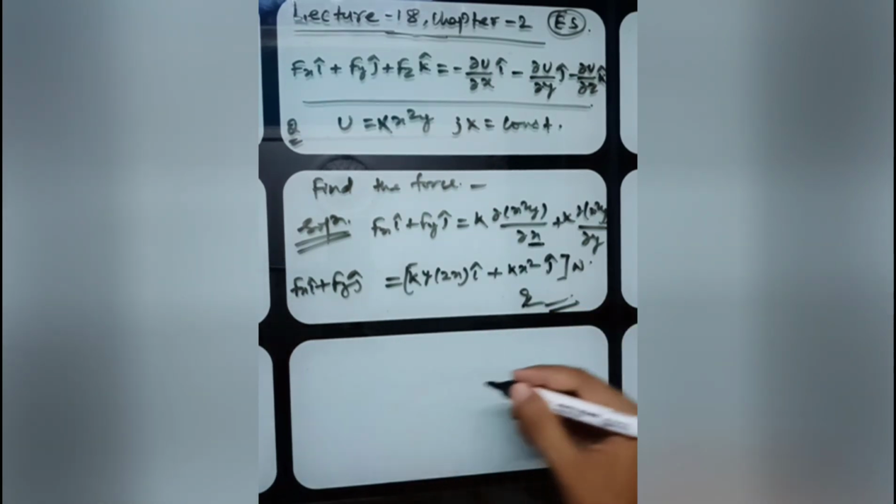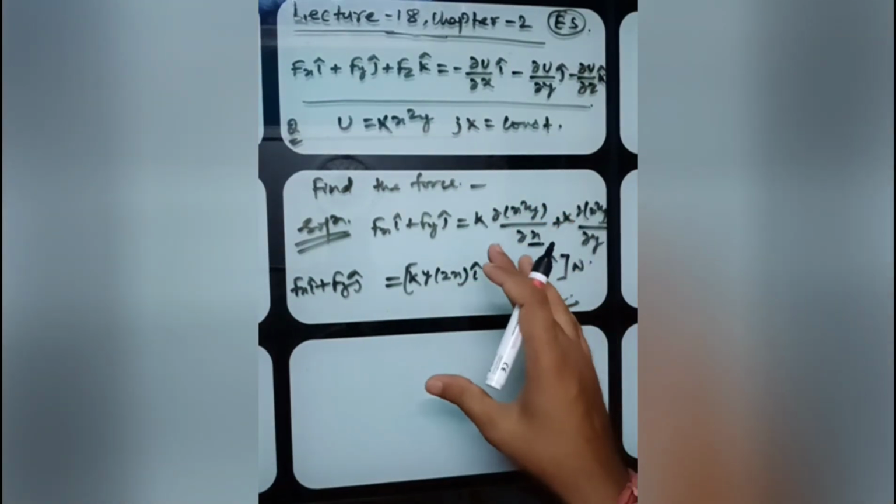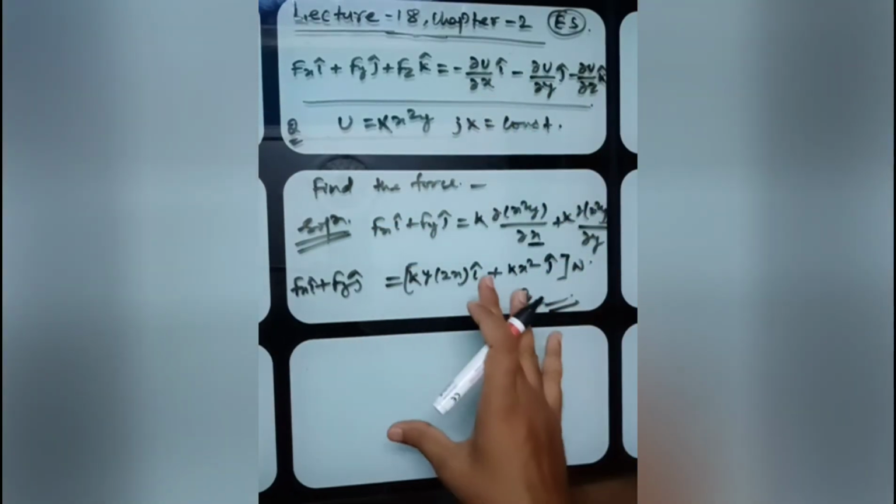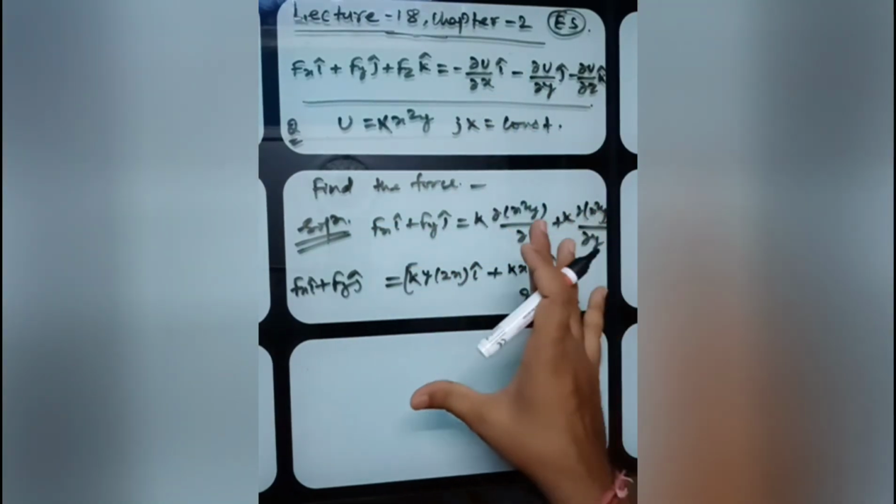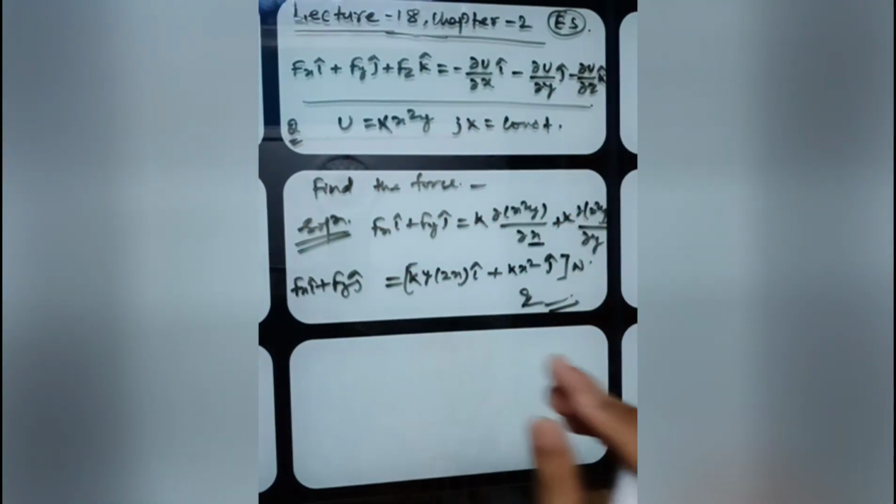So this is Fx i plus Fy j, and in Newton you will get the magnitude also, students. So this is all about today's lecture. From here we will start the next lecture, my dear students. Thank you very much.